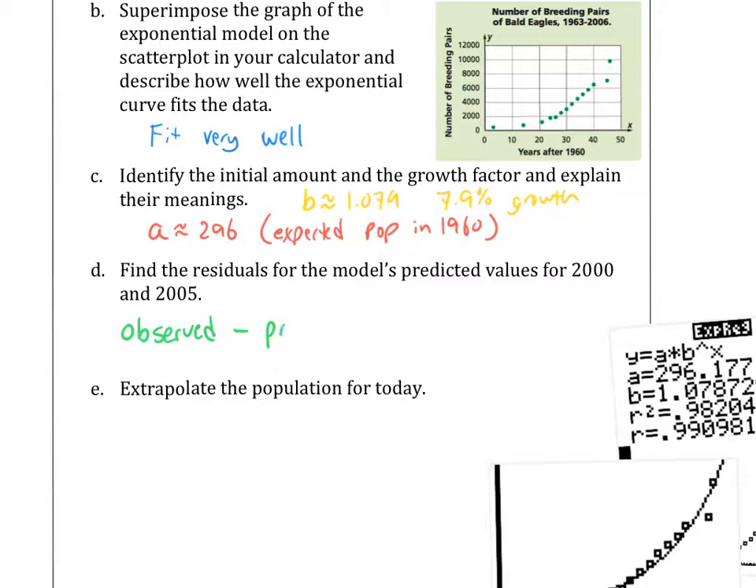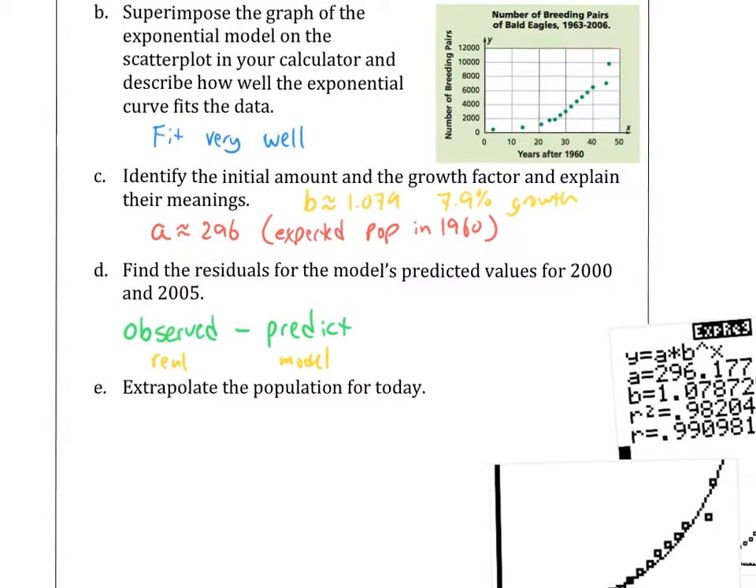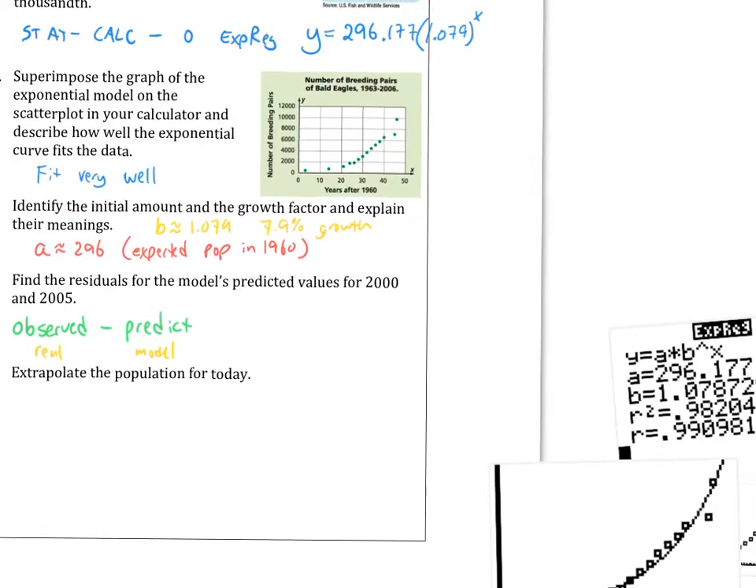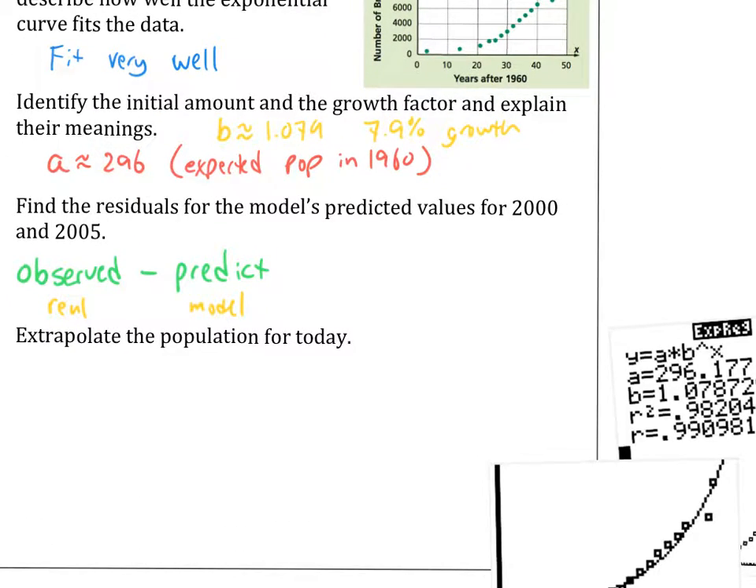So the observed minus the predicted. Observed is what happens in real life, how many we actually have, and the predicted is what the model gives. So this is real life, and this is the model. The predicted is based on our model. All right, so to do that, our observed, of course, we see in 2005 was 7066. So 7066 minus, and since I saved the model as Y1 in my calculator, I'm going to go ahead and subtract that, Y1 of 45. So the result here is approximately negative 1900.